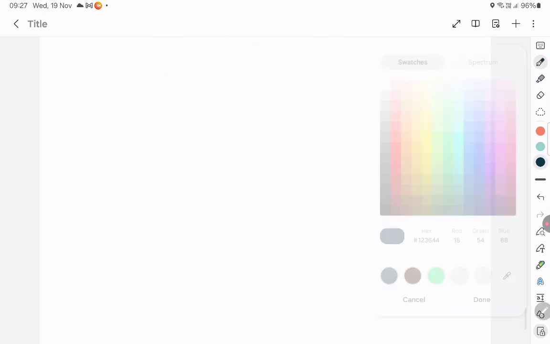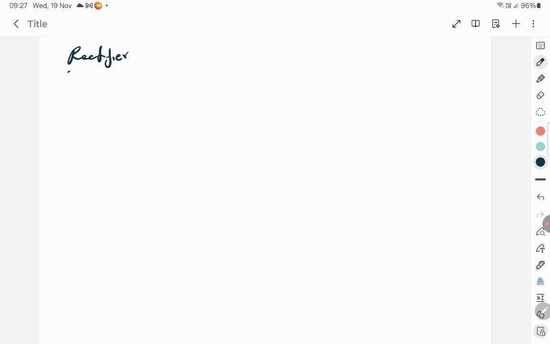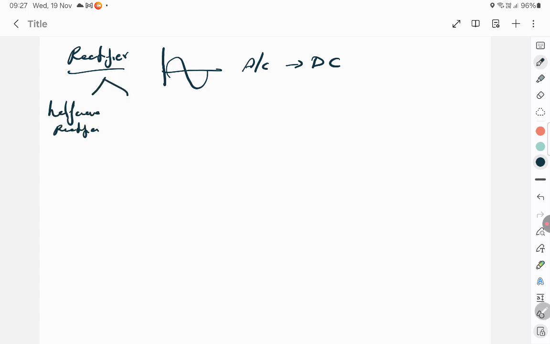Now the next one will be about doing a rectifier. A rectifier is a device used to convert an AC into a DC. Alternating current into a direct current. Okay, so then you take an alternating current and pass it on to a diode. It will convert into DC. How to do that? Okay, there are two types of rectifier. One is a half wave rectifier. Another is a full wave rectifier. Okay, let's do a half wave rectifier first.